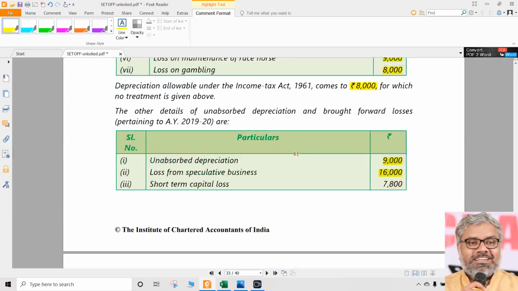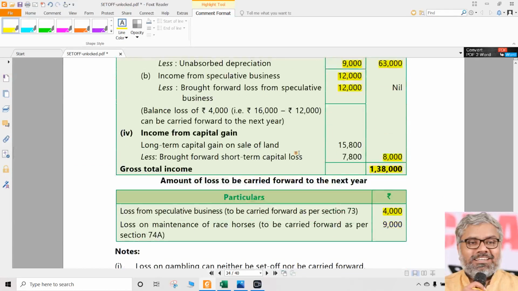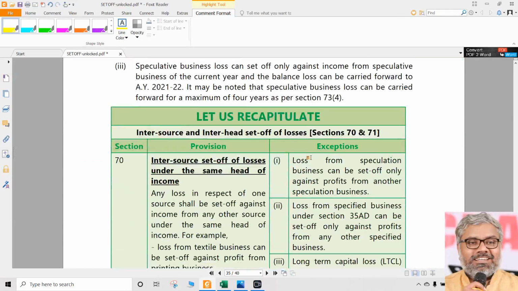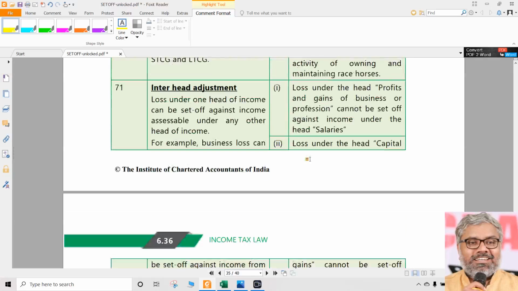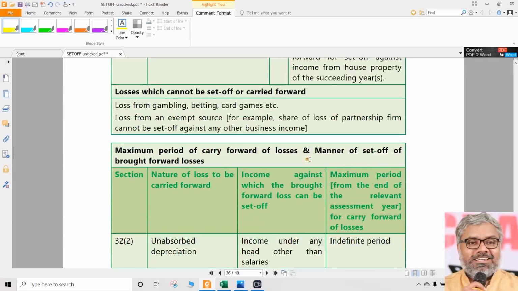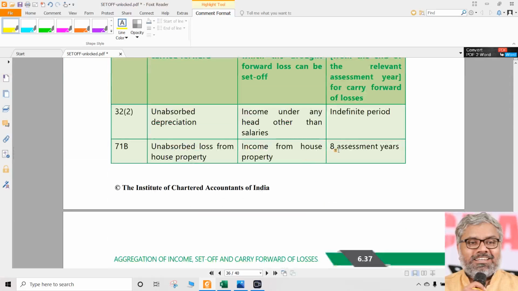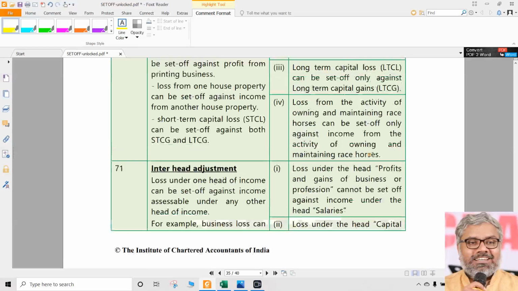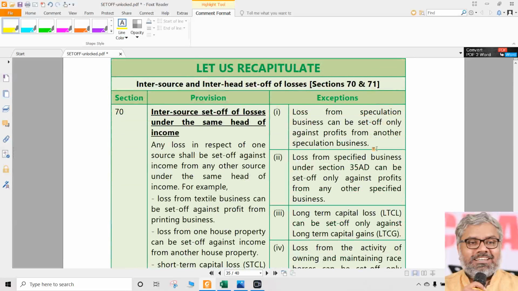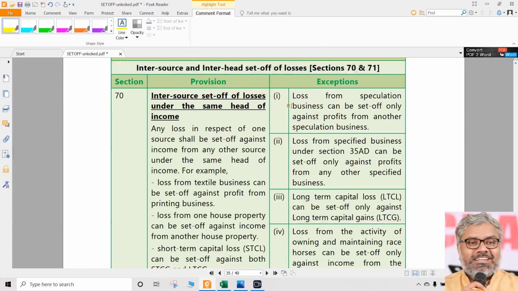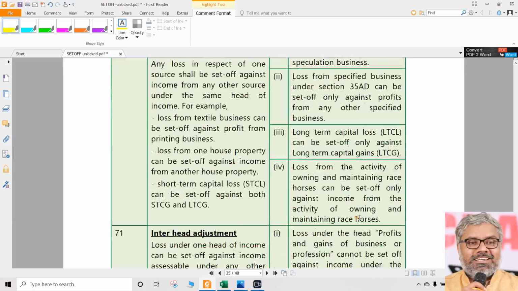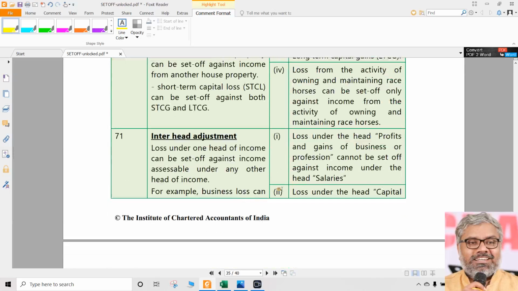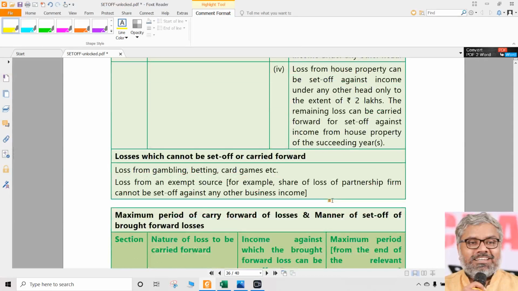So these are the applications of the provisions related to set off and carry forward of losses. Once again, revise the provisions very thoroughly and remember them very thoroughly: what all are possible to be set off, and where it is not possible to be set off. All of them have to be remembered very well. So what are the exceptions to section 70? Very important one. What are the exceptions to section 71 also? All of them we have already discussed.